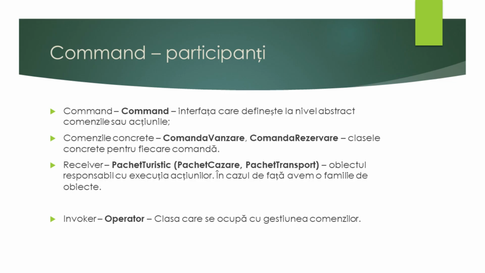And who actually does the work, the booking or the selling? That's the receiver. The source mentions tourist packages, basically, like an accommodation package or a transport package. So the receiver is the thing that knows how to interact with the hotel system or the airline system? Precisely. It's the object that ultimately performs the action requested by the concrete command. And you can have a whole family of these receivers. Okay, command, concrete command, receiver. What was the last piece? The operator. Right, the invoker.